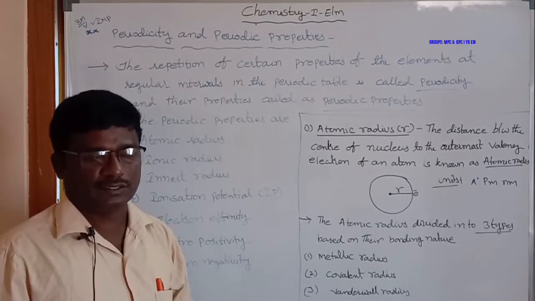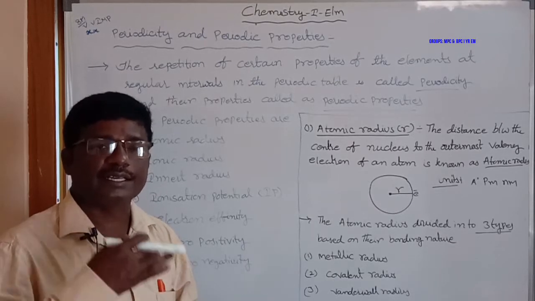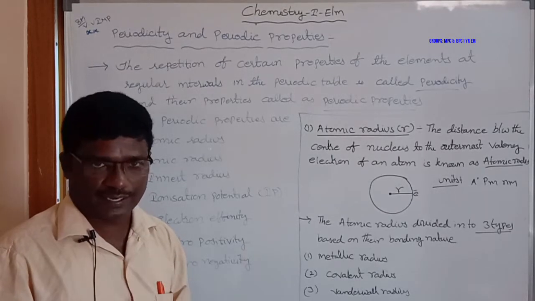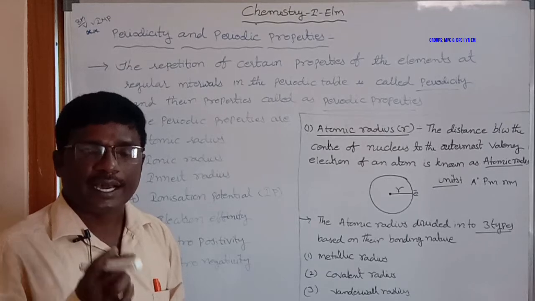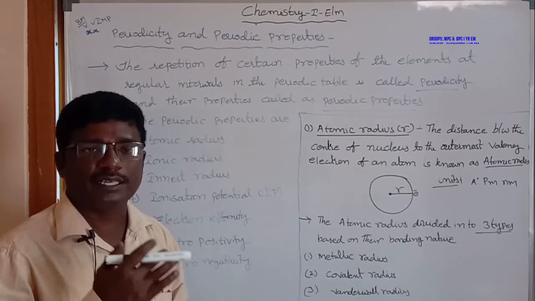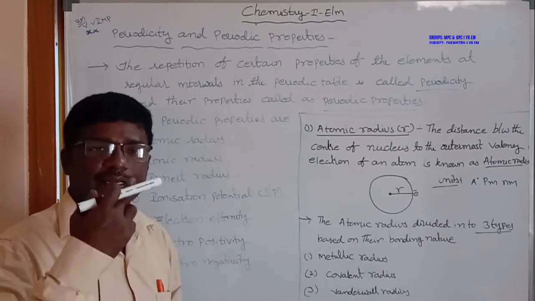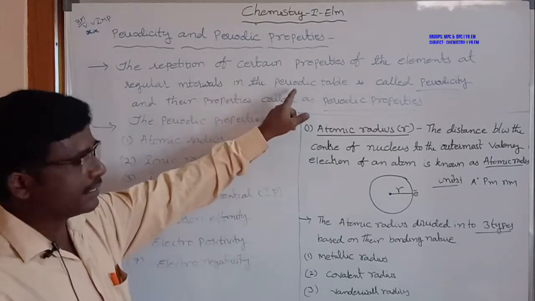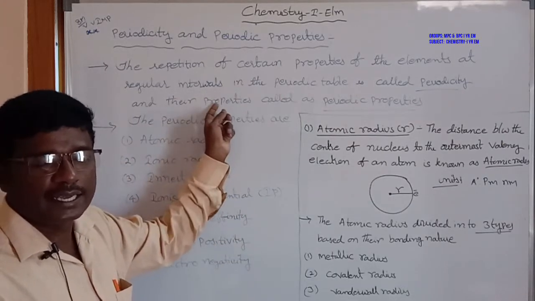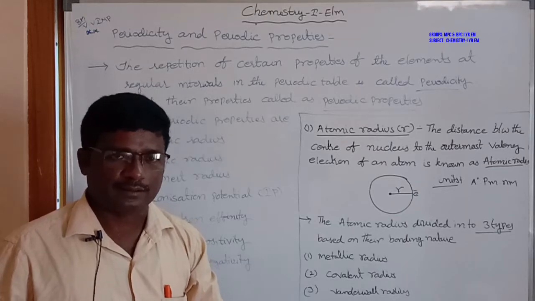Once again, the elements are arranged in increasing order of their electron configuration. That is also known as the repetition, one by one, of certain properties of the elements at regular intervals in the periodic table, which is called periodicity, and their properties are also called periodic properties.